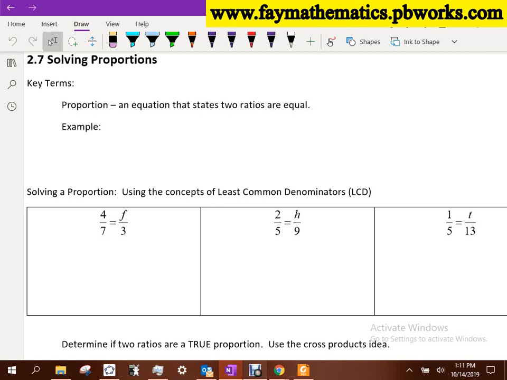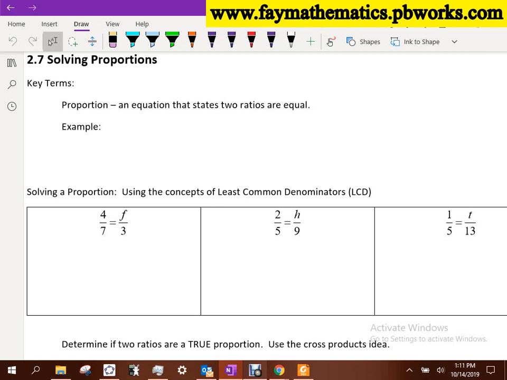People want to think that they can cross multiply whenever they see fractions. I want to erase that statement and try to fix that for you in regards to when we're supposed to use this process. Okay? So some key terms here, a proportion. We have to first understand what that is.